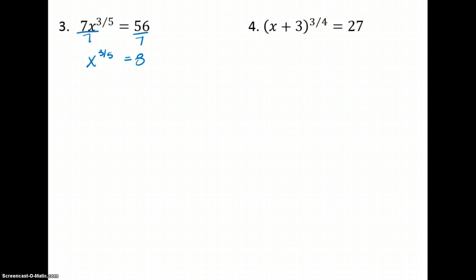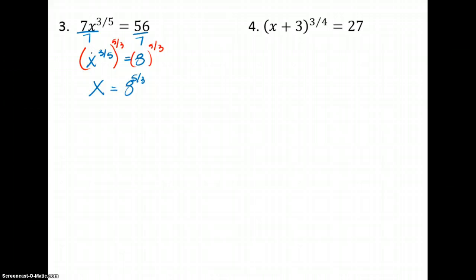Now, instead of turning it into a radical, we're going to use the idea of raising both sides to the reciprocal power. Because remember, when you do power to a power, you multiply. So if I raise both sides to the reciprocal power, which is 5/3, okay, I've got 3/5 times 5/3. Well, what is 3/5 times 5/3? Well, you're right, it's 1. When you multiply these, they undo each other, so you're left with x equals 8 to the 5/3.